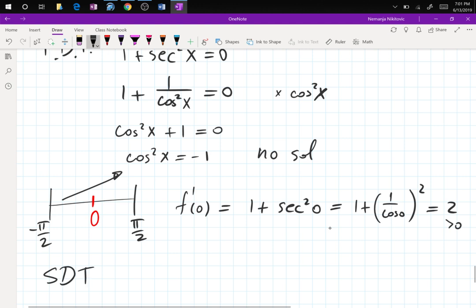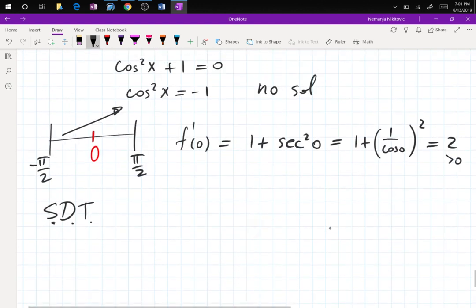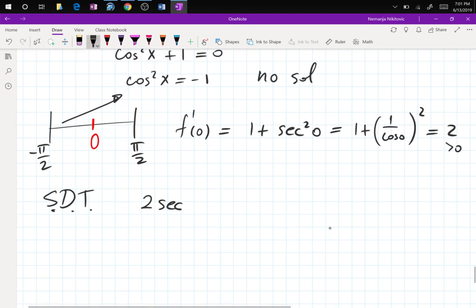Second derivative test: 2 secant squared x tangent x equal to 0.